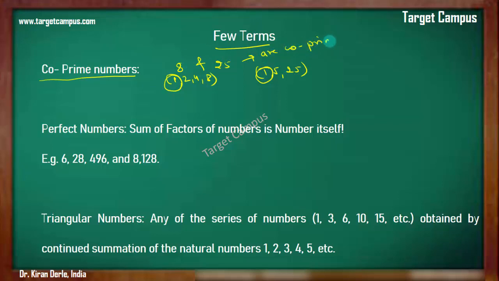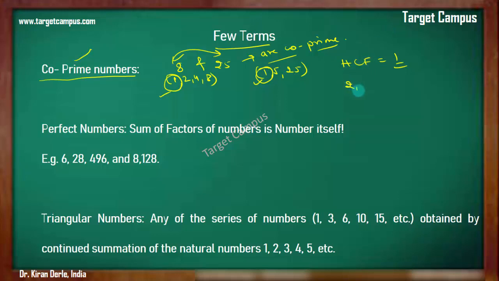It is a co-prime pair, or co-prime numbers, right? Co-prime to each other. Do not mix it up with prime, even though it contains the word prime. 8 and 25 are not prime numbers, but together they are a co-prime pair, because apart from 1 nothing is common. The only common factor is 1. That means their HCF is 1. They're co-prime.